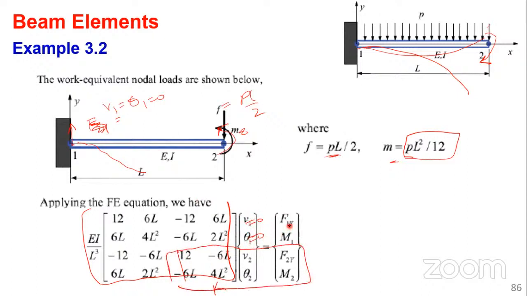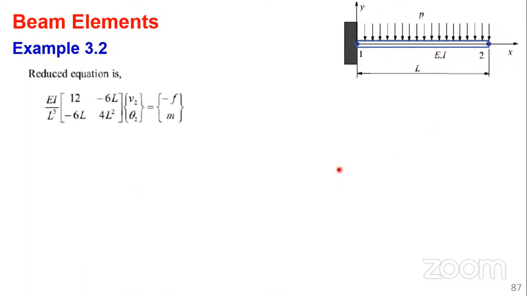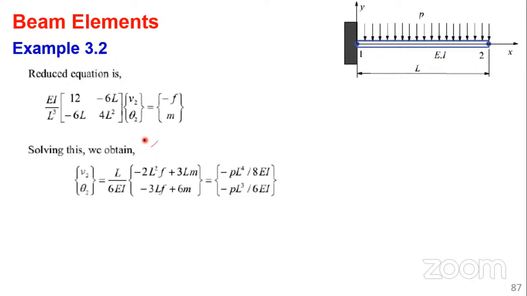And with that, you can go ahead and have your reduced equation like this, and you solve for V2 and theta 2. Again, it's expressed in matrix form, but you know V2 is this quantity here, minus PL over 4, 8 EI, and then theta 2 is this quantity here. So what is required of you from these examples is to really make sure you do the hard calculation so that the concept sticks in your system.